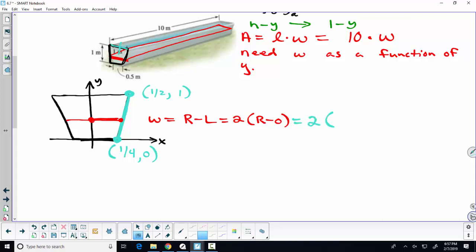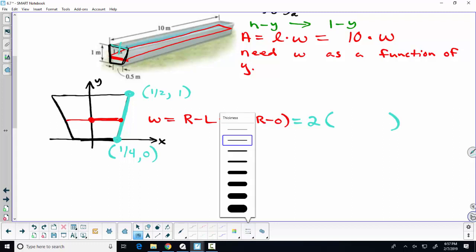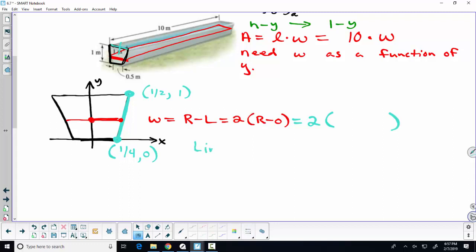So we'll put the equation of our line here. The equation of our line. Let's do y minus y1 equals the slope times x minus x1. So now we've got to find the slope. What's the slope of the line?